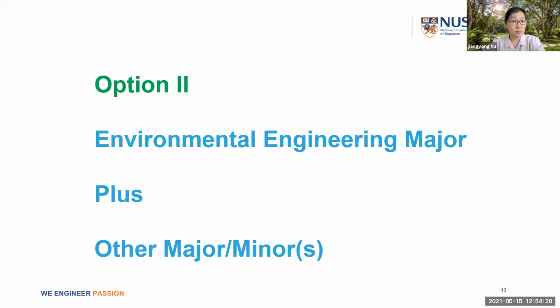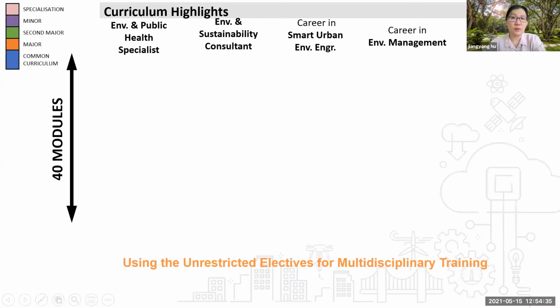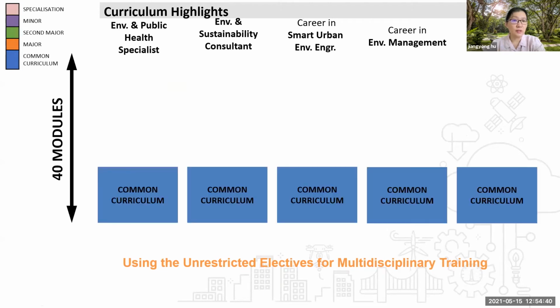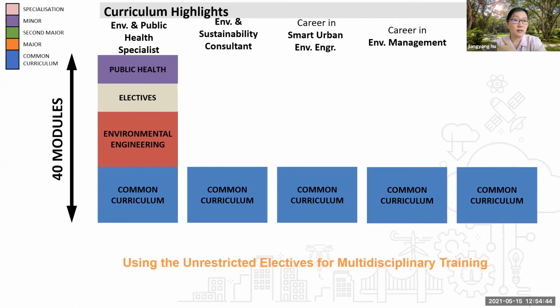In terms of option number 2, you can think about an environmental engineering major plus another major or minors. Since you have 10 UEMs to fill up, you can really make full use of those 10 UEMs. I give you some examples of how you can choose your major and minor. You have the common curriculum, and then you can have your environmental engineering major plus a public health minor. Then you train yourself to become an environmental and public health specialist.